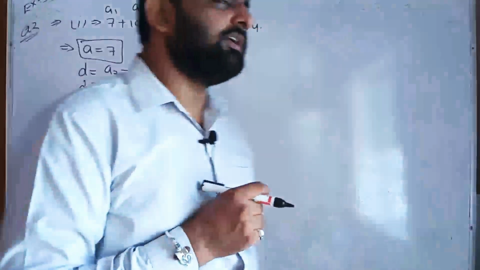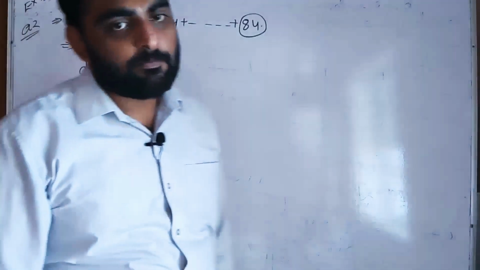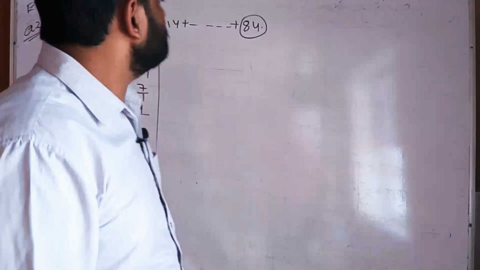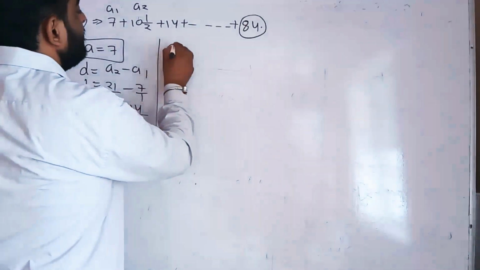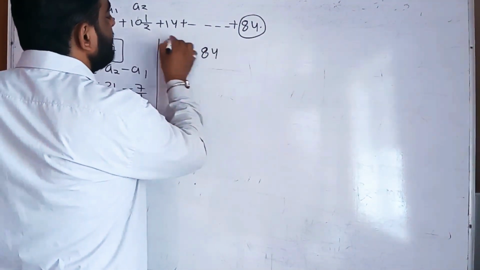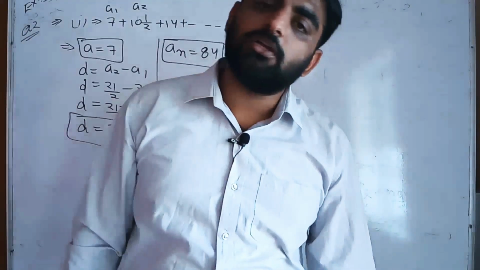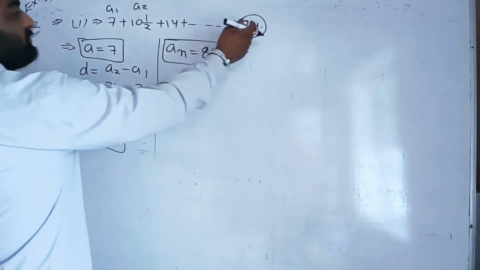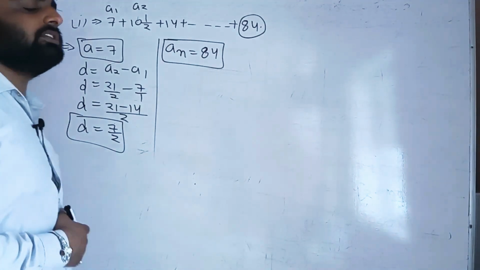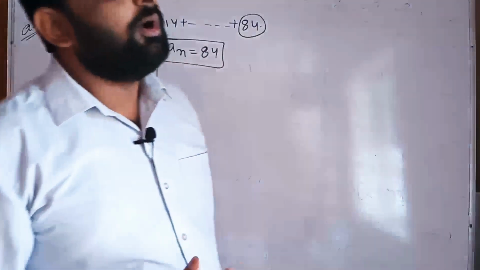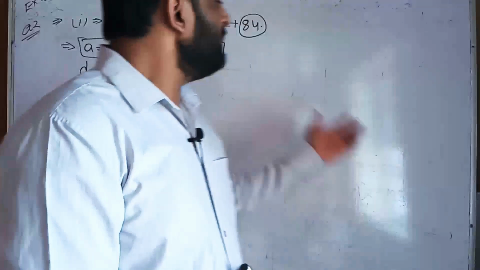Now here is an important term: we consider 84 as AN, because of the full stop sign in this question. Read the question carefully, students. Since the last term is given, you need to equate AN equals to 84. But here one term is missing, students. What is missing? The N value is not there, but you have to find the value of Sn, so you need the value of N also.